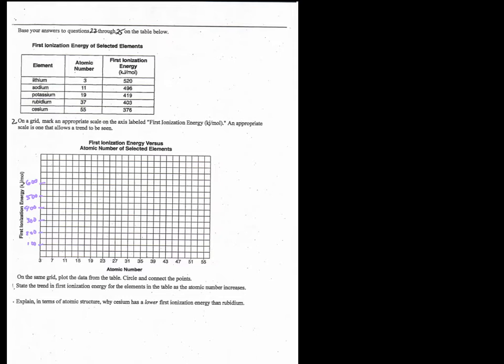Number 23. State the trend in first ionization energy for the elements in the table as atomic number increases. Oh, actually, we're supposed to plot these points. So over here, you plot them. So atomic number 3 has an ionization energy of 520. So that's around here. Let me do that a different color. Okay, so it's over here. Number 11 has 496. So it's closer to 500.